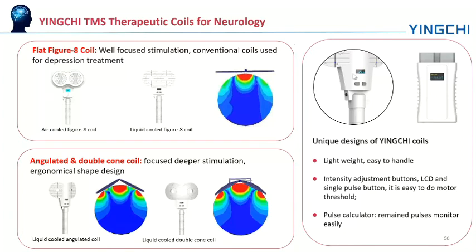the coil. And as for the coils chosen for neurology, the flat figure of 8 coil is widely used, and it is well focused. It is the conventional coil used for depression treatment and other neurological diseases. But the angulated or double cone coil can focus deeper stimulation, and it has an ergonomic shape design.